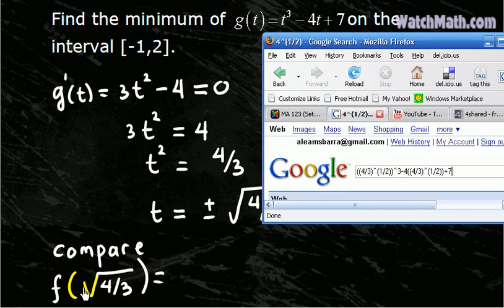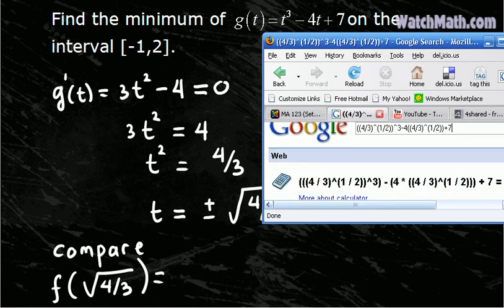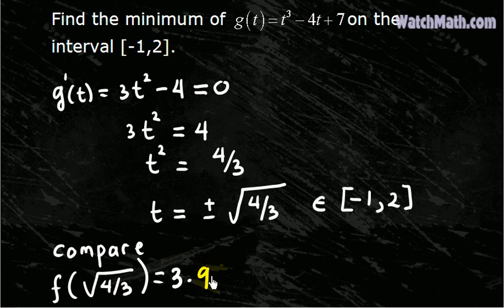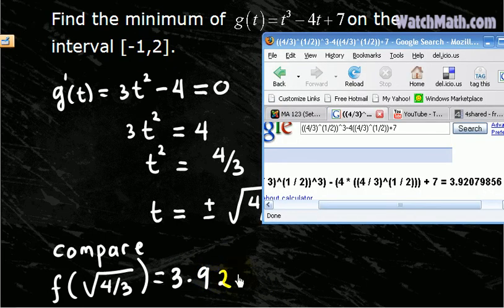Okay, now we evaluate g at square root of 4/3. So we use Google to calculate g of that number. So g of t is equal to t cubed minus 4t plus 7, and we plug in square root of 4/3 here, as you can see. And the answer is 3.920708. Okay, we round to 4 decimal places.